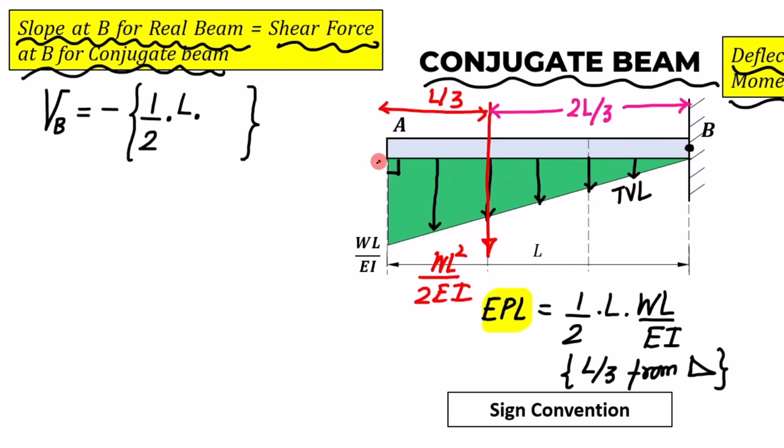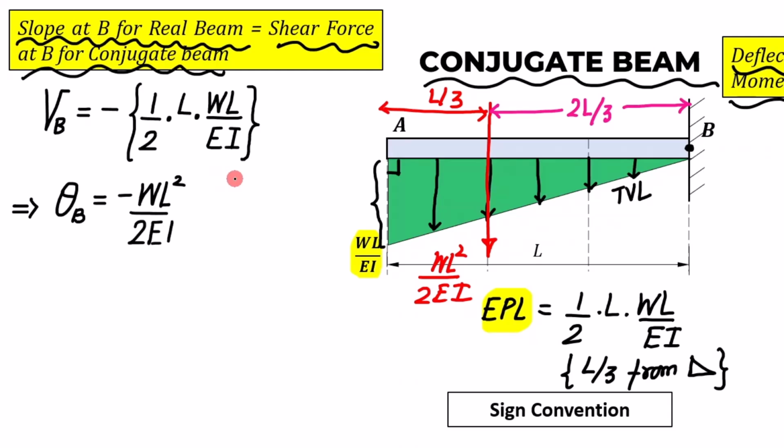Let me highlight this over here. It's nothing but WL over EI. Let me write this. You are going to get the same value, WL square upon 2EI. This actually is the shear force for the conjugate beam, which becomes the slope for the real beam. That is the essence of the method itself.